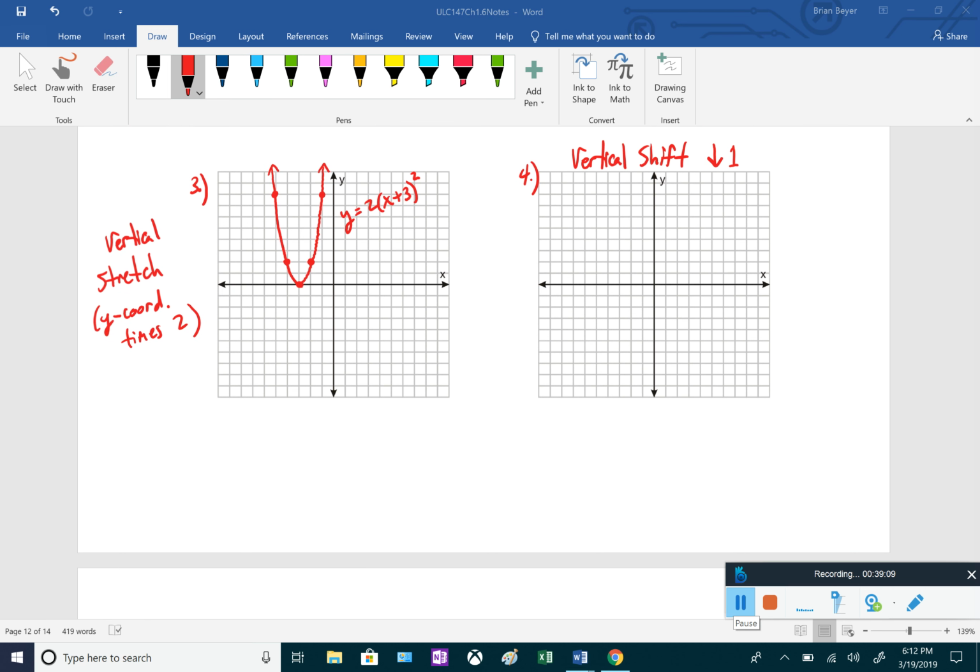So we're going to take every point from the previous one that we just did and move them all down 1 unit. So we're going to move that down and those 2 down, and we're going to connect these, and we get this is our final answer. This is our g of x, which is 2 times (x plus 3) squared minus 1.